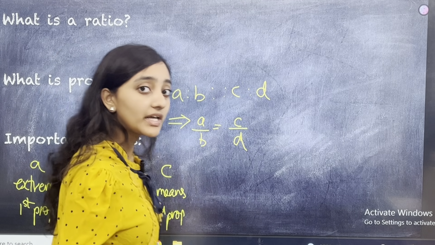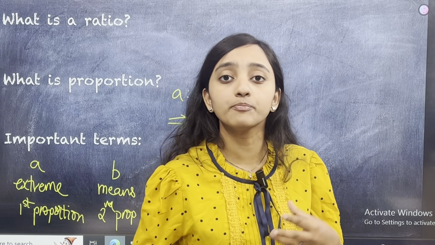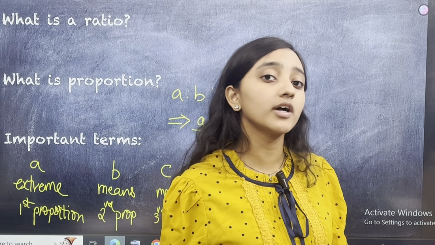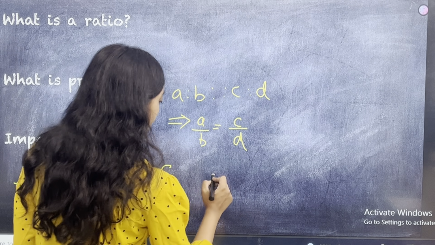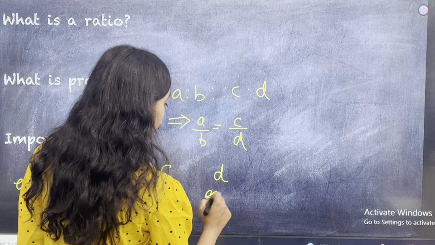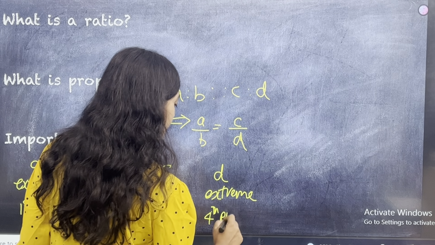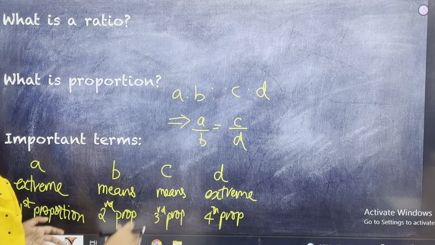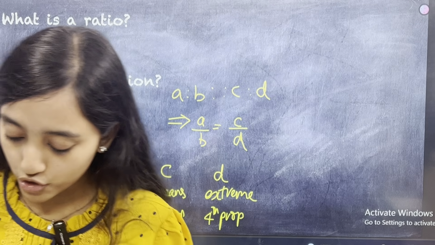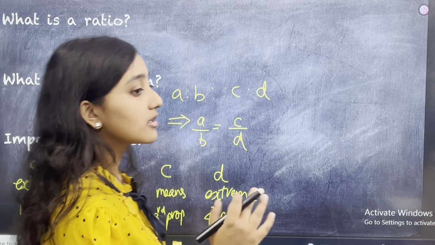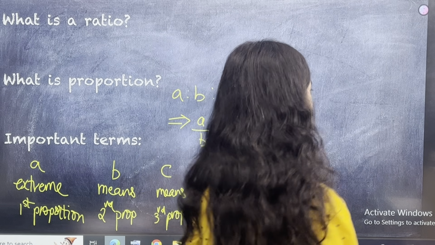I hope all of you have taken out your notebooks and pens and you're noting down all this along with me, so that you have your own personal short notes for every chapter that you can revise one day before your exam. So C is again means, known as third proportion. And then you have D, which is again an extreme like A, and it is known as fourth proportion. So these are your four important terms that you need to know in this chapter, ratio and proportion, wherein the ratio part is a little less as compared to the focus the board has on proportion. Let's go ahead.